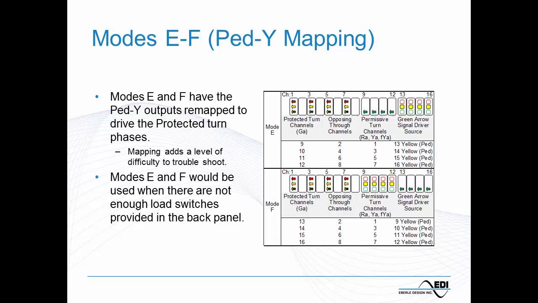And again, our permissive turns are assigned to channels 1, 3, 5, and 7. So a little trickier to watch. We have some I/O mapping. If your controller doesn't support I/O mapping, you have a problem. Most modern controllers do. So this is fairly simple to set up and configure. Again, the difference between E and F is just on the upper 8 channels, whether we put overlaps or PEDs on the high nibble or the low nibble.